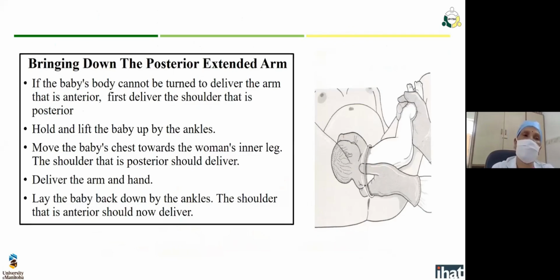If there is no chance of rotation, then what will you do? That is the classical method. In that, you put your hand in the sacral hollow, go up to the posterior shoulder and arm, go up to the elbow, slip the hand over the face of the baby and deliver the hand. When the posterior arm is delivered, usually the anterior arm delivers spontaneously. Otherwise, you can use the simple hooking method.